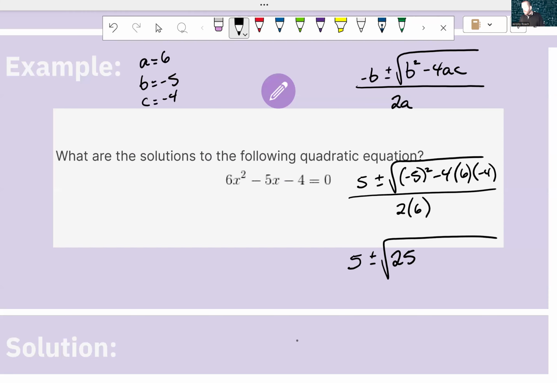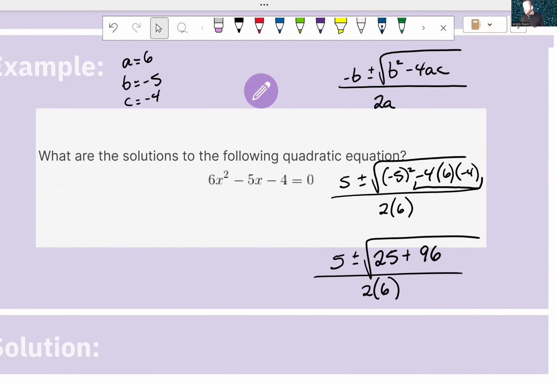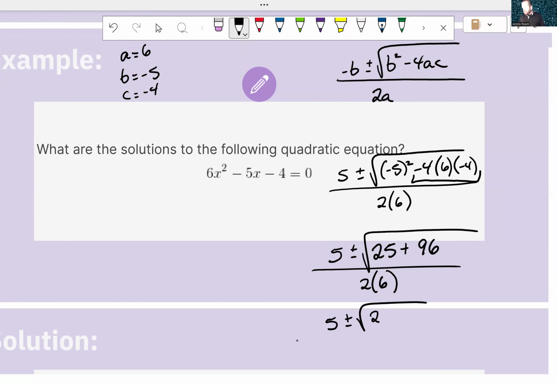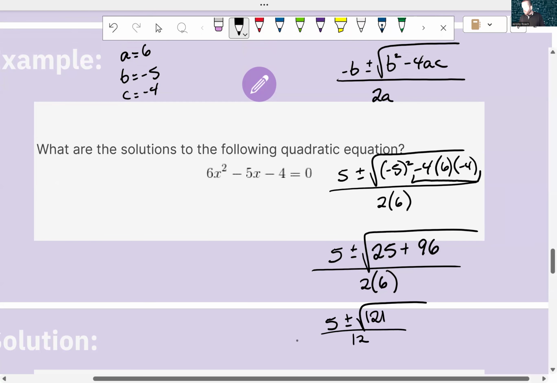Now let's look at the number of negative signs we have here. -4 and a -4. So let's treat this like we're multiplying all of this stuff over here. So this is -4 times 6 times -4, and that equals a positive 96. So now we can figure out what the discriminant is. This is 2 times 6 on the denominator, and then we can write this as 5 plus or minus the square root of 25 plus 96, which is 121, all divided by 12.